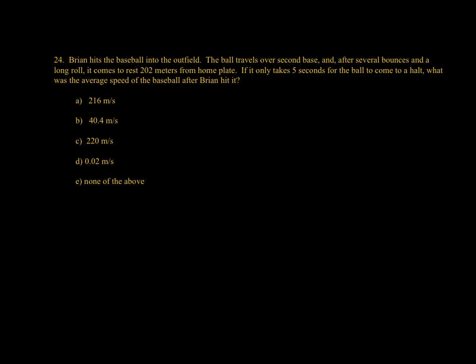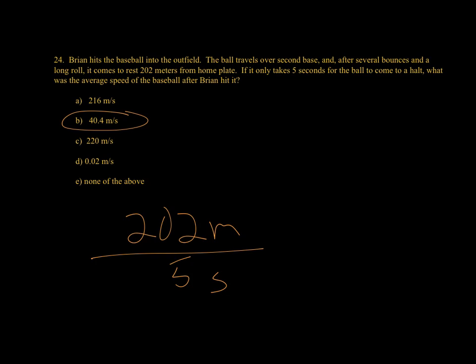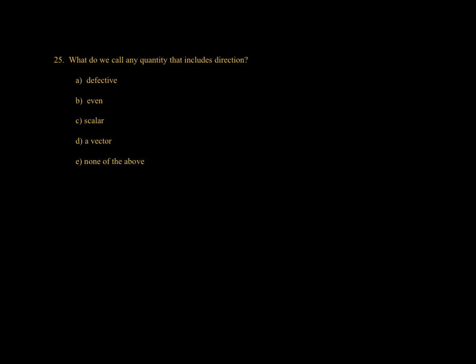Okay, here is another distance and time. So speed is distance over time. This is 202 meters, and it takes 5 seconds. So we literally just divide the 202 by 5, and we get 40.4 meters per second. Any quantity that includes a direction is called a vector. And it's the opposite of the one we had a couple minutes ago with the scalar.